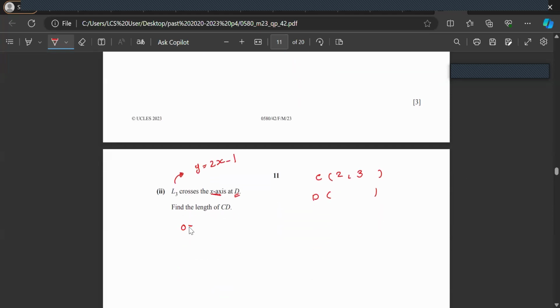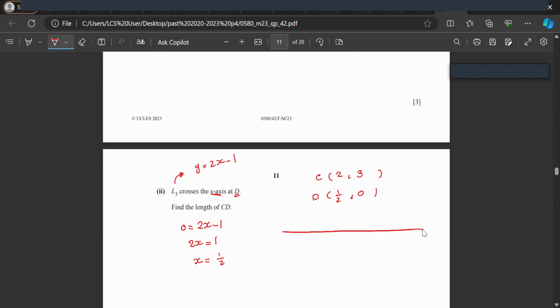So 0 equals 2x minus 1. Then 2x equals 1, so x equals half. So the point D will be equal to (half, 0). You got it? You got it for now? Then how to get the distance?